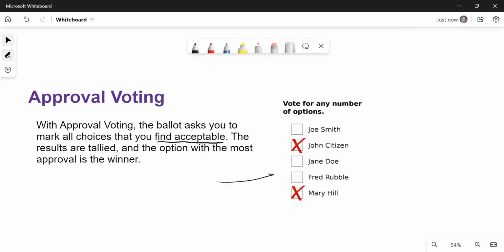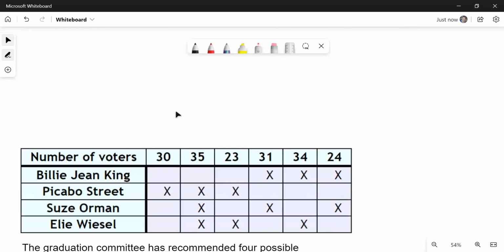Off to the right here, we have a sample ballot where you would vote for any number of options. You can see that the person that's marked the ballot chose two of the people that they find acceptable. You could mark all five if you find all five acceptable. You could mark just one. So it really depends on how you define the word acceptable. Let's take a look at an example.